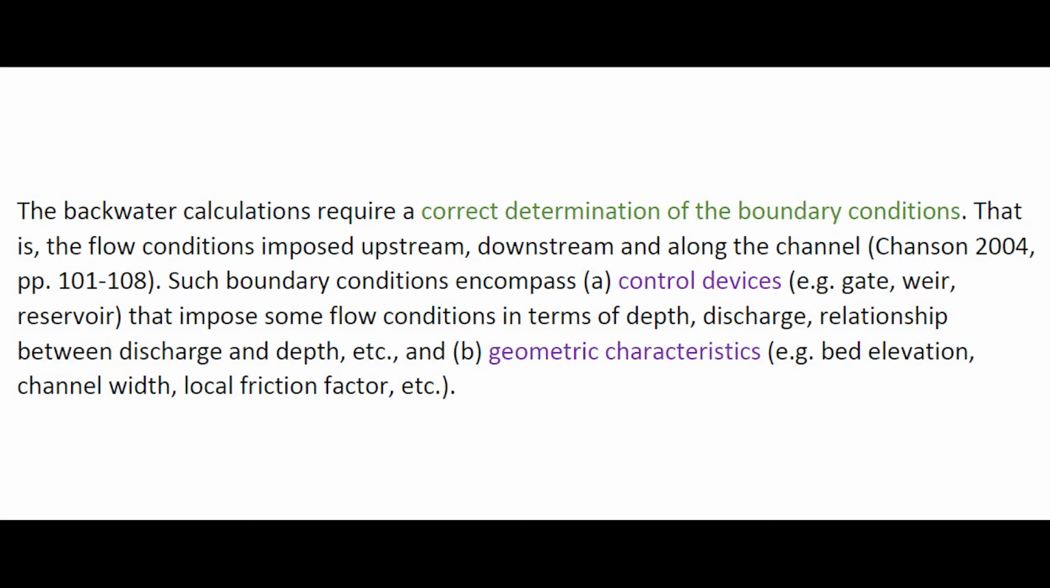That is, the flow condition imposed upstream, downstream, and along the channel. Such boundary conditions encompass control devices, such as gate, weir, reservoir, that impose some flow condition in terms of depth, discharge, or a relationship between discharge and depth, and geometric characteristics, such as bed elevation, channel width, local friction factor.